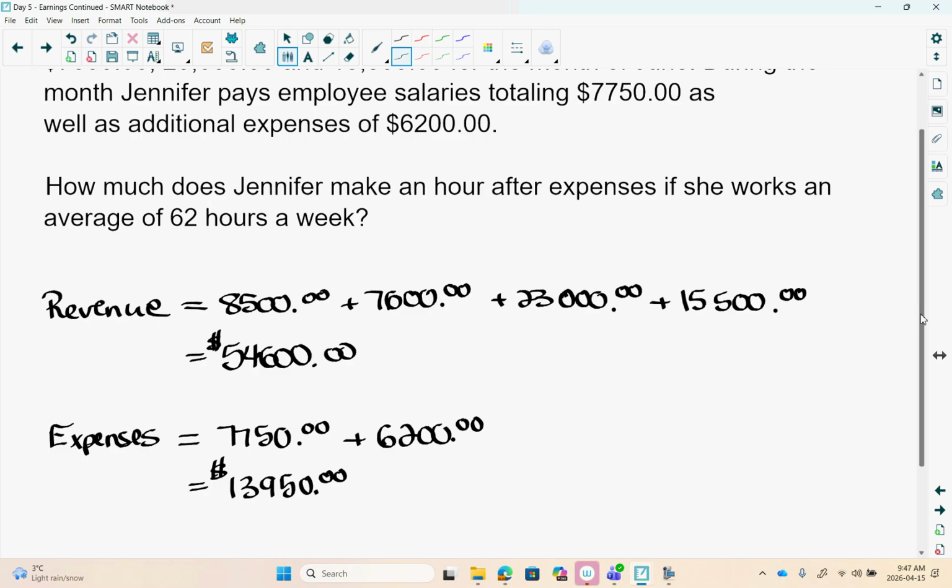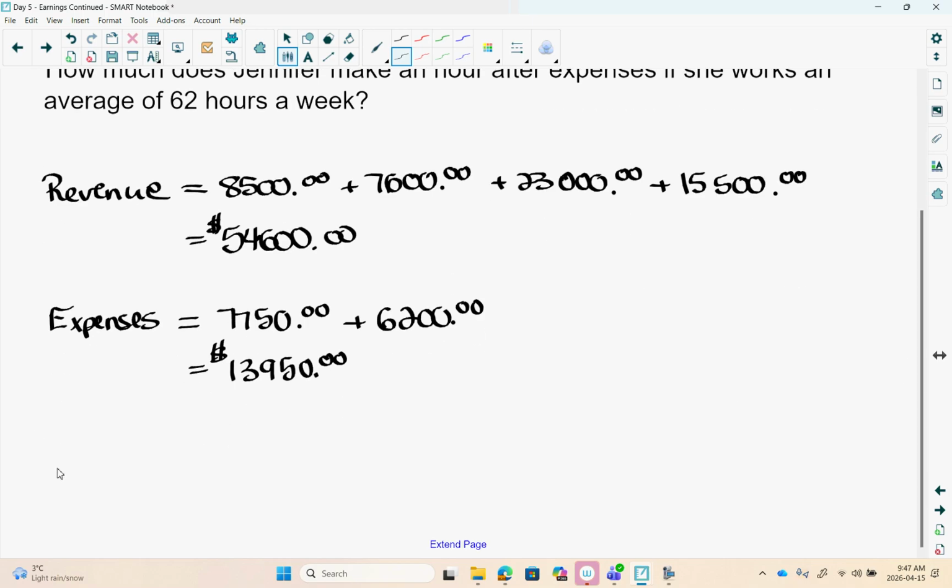We want to know her profit, how much money she gets to keep after her employees and her expenses, her bills are paid. What would I do with these 2 numbers? Do I add them, subtract them, multiply them, or divide them? I subtract them. Okay, profit is your revenues, the money coming in, minus your expenses.